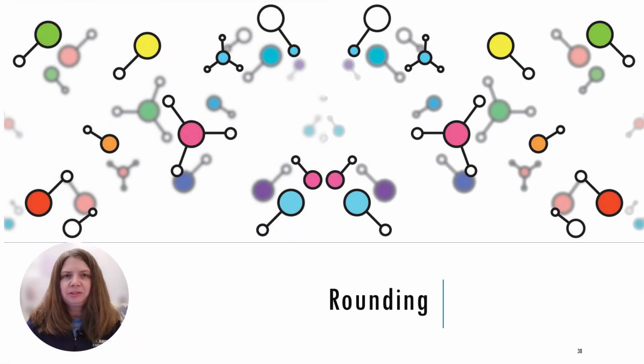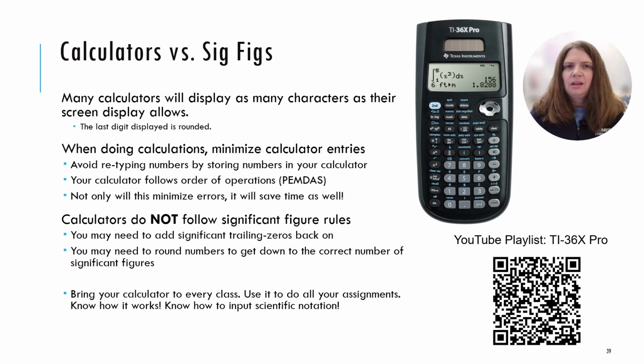In this video, we are going to learn how to round values correctly. Oftentimes, we perform calculations using measured values, and we rely on calculators to do the math for us. However, calculators do not understand significant figures. Calculators are designed to display as many digits as possible on the screen, and when they run out of space, they simply round the last digit.